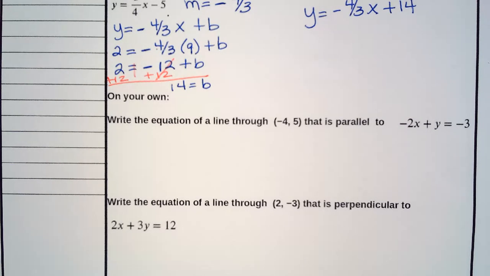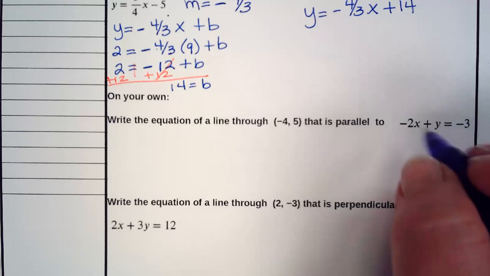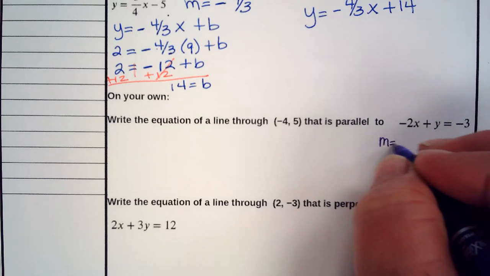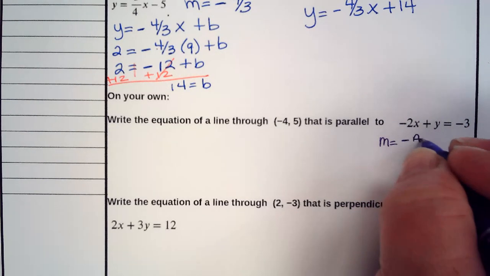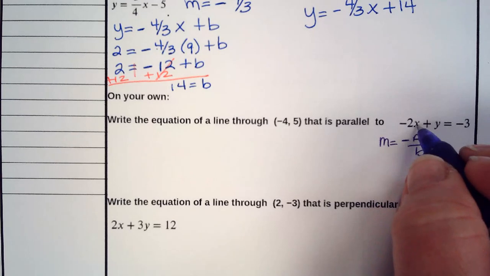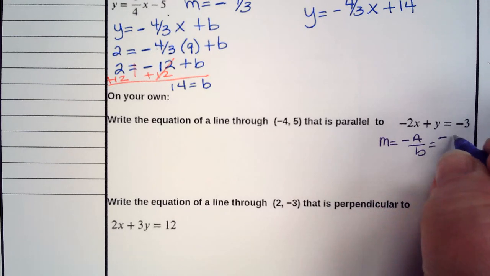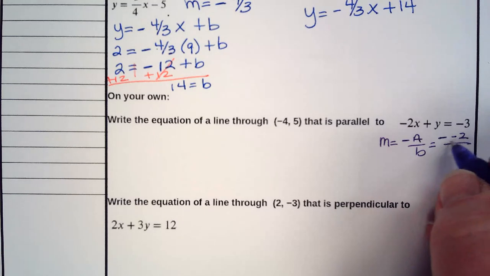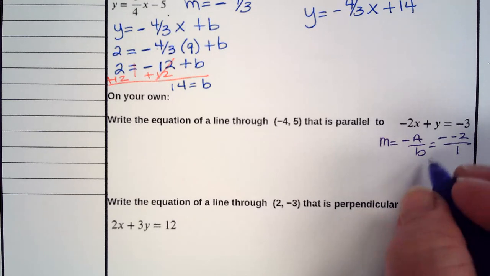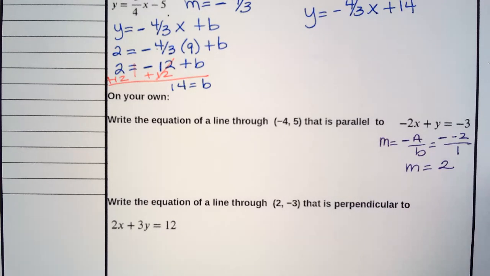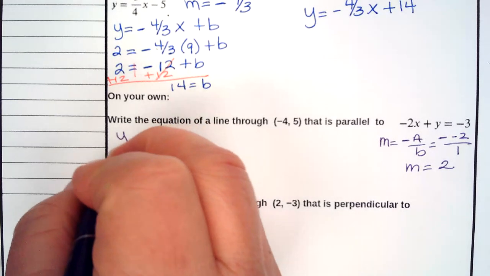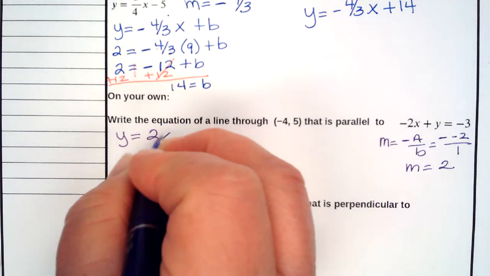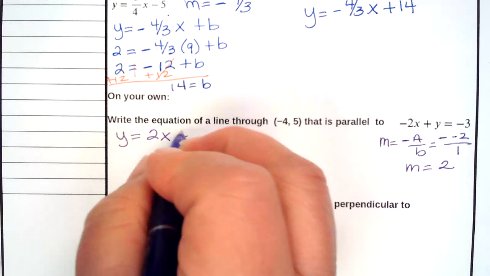On the first one, I hope you tried. Remember, our slope is the opposite of a over b. A is negative 2. The opposite of negative 2 over 1. The opposite of a negative is a positive, so the slope would be positive 2. We can put it in: y is equal to 2x plus b.